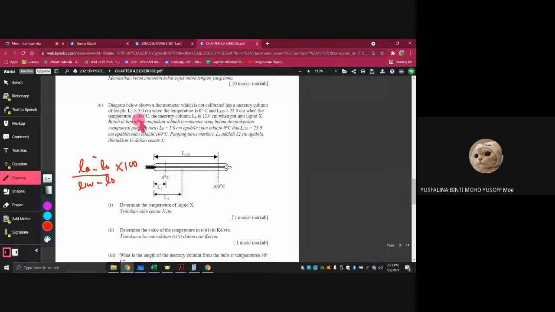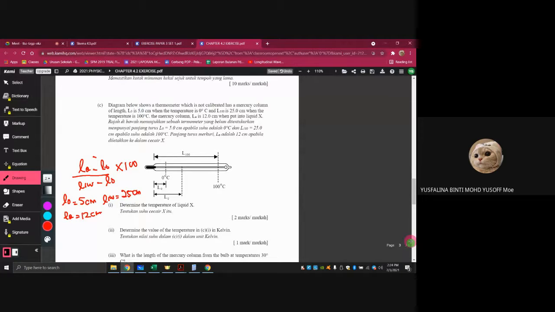L0 means the length of the mercury when it's 0 degrees Celsius. They already told you it is 5 cm. I take out the info first. So 5 cm. And L100 is the length of the mercury when the temperature is 100 degrees Celsius, so there is 25 cm. And then L theta is 12 cm. You need to find the temperature.